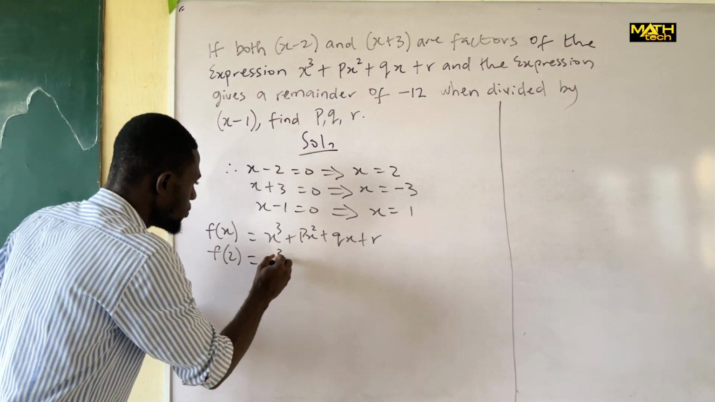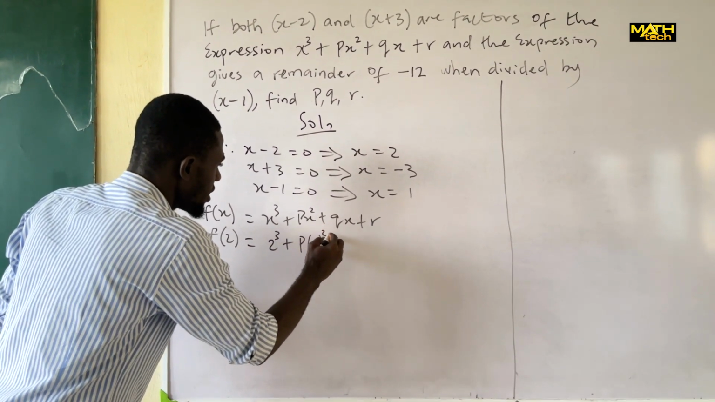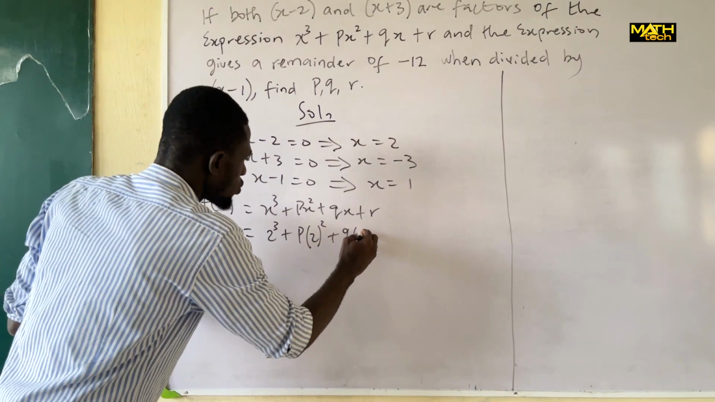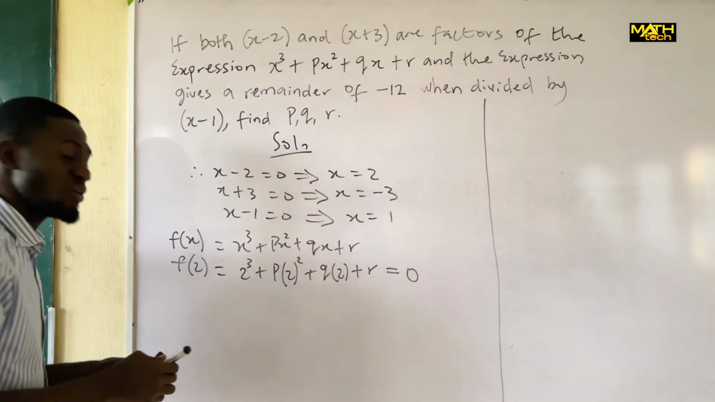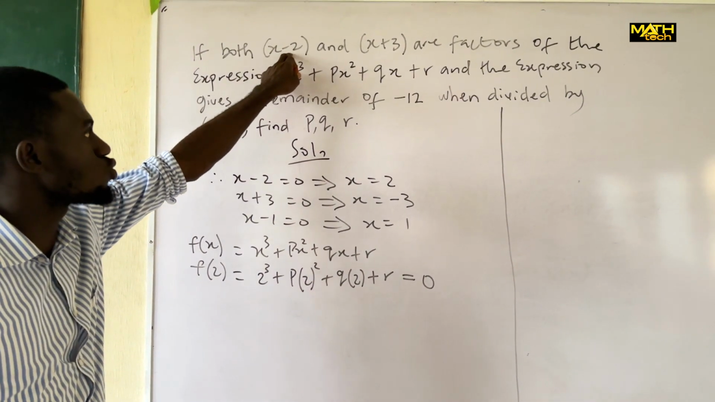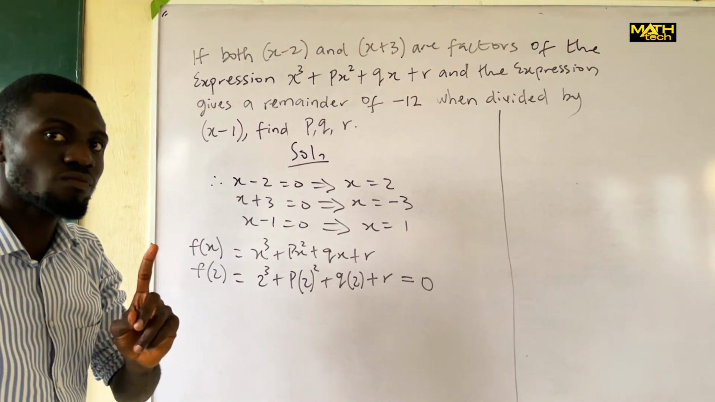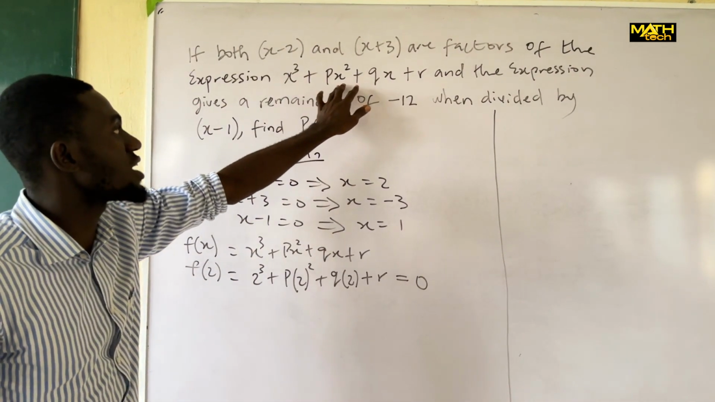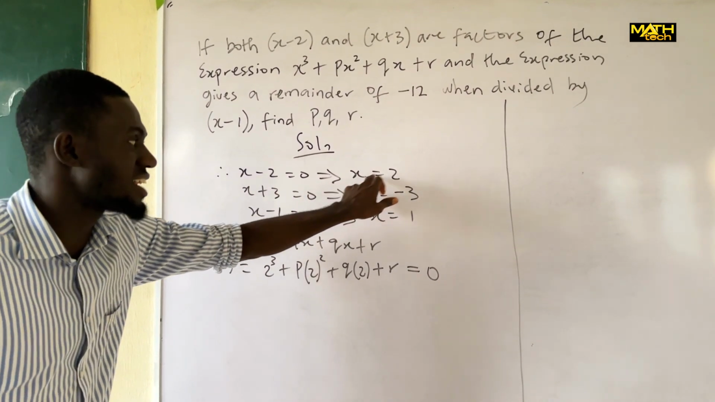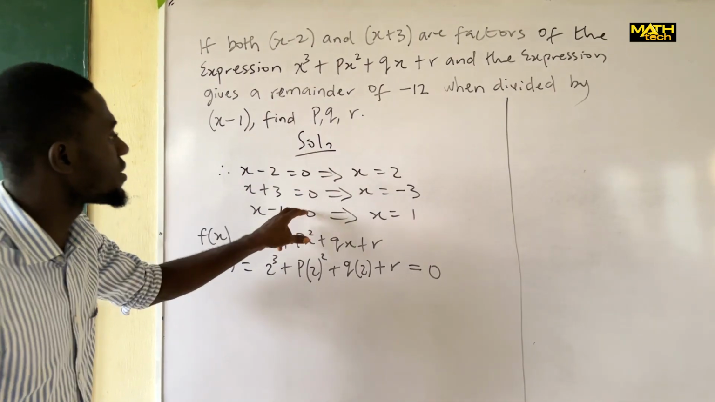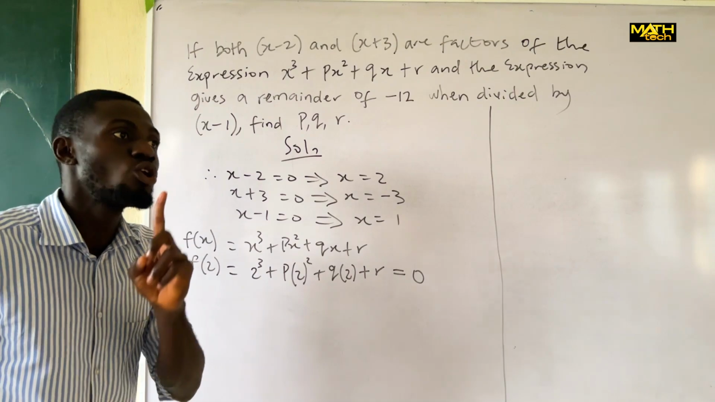So f of 2 will give us 2 cubed plus p into 2 squared plus q into 2 plus r equal to 0. It is equal to 0 because x minus 2 is a factor of this cubic expression. To get the value of x, that is what we did here: x minus 2 equal to 0 implies that x is equal to 2. x plus 3 equal to 0 implies that x is equal to minus 3. And x minus 1 equal to 0 implies that x is equal to 1.